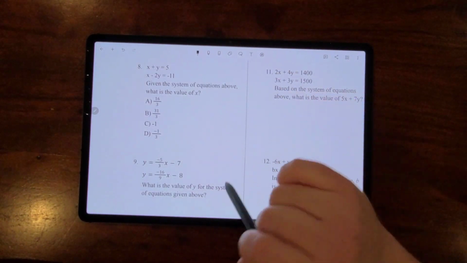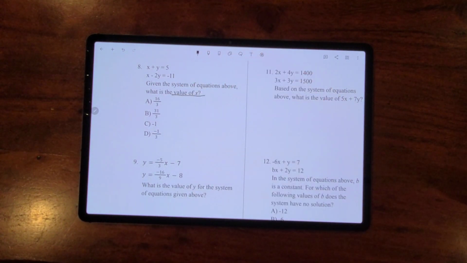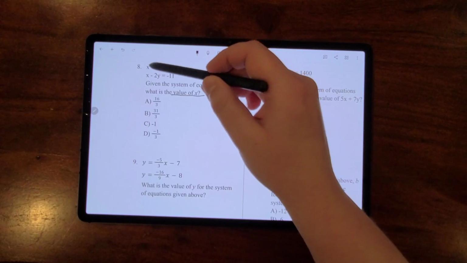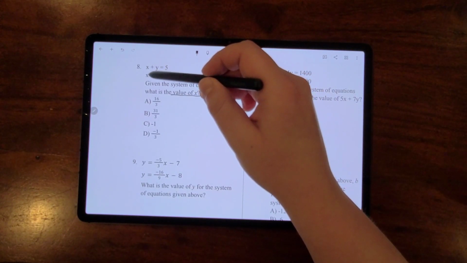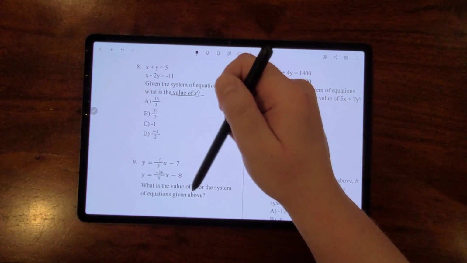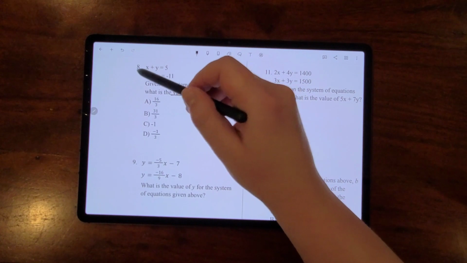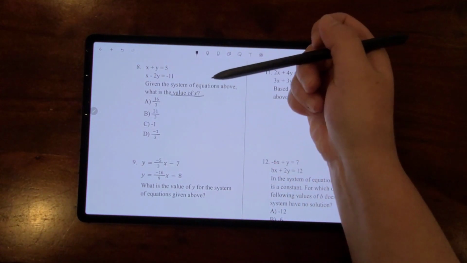Okay, so now let's go to number 8. Given the systems of equations above, what is the value of x? So underlining what I'm finding, the value of x. I see these are pretty similar, but with elimination, you don't want to always just go with canceling out what's similar, because if you subtract all of these, x minus x, then you don't have an x to solve for anymore.